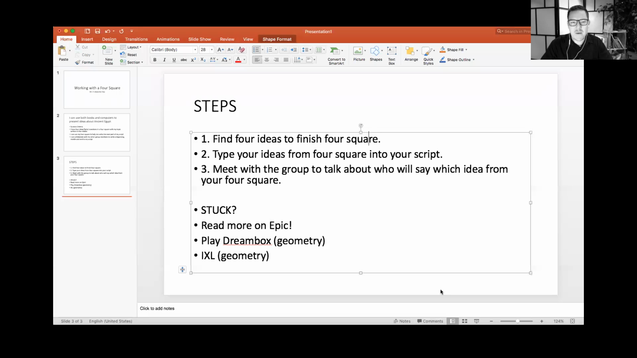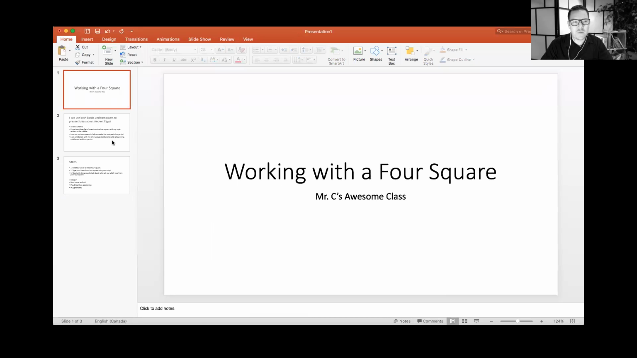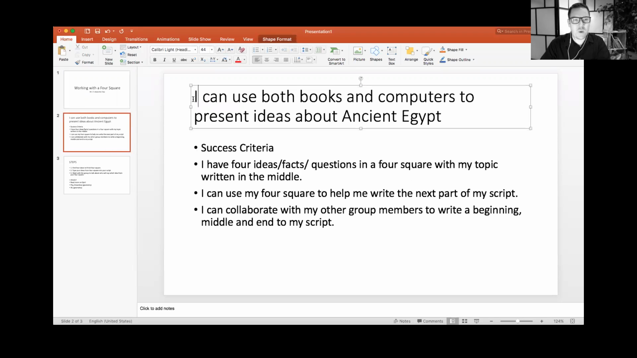Turpin today. We are going to talk about our social studies project and what you need to do and where you are going. So, the first thing we're going to do is talk about the steps that are required for social studies. Okay. So, these are our steps. So, we have working with the Foursquare, and this is what we're doing today and why we're doing it. Okay. So number one is I can use both books and computers to present ideas about ancient Egypt.